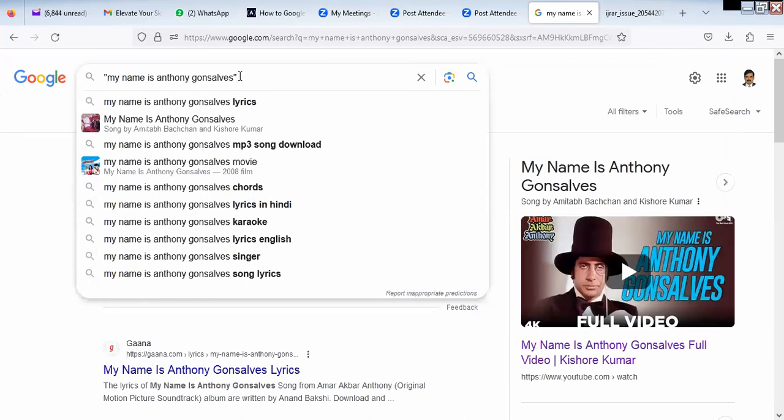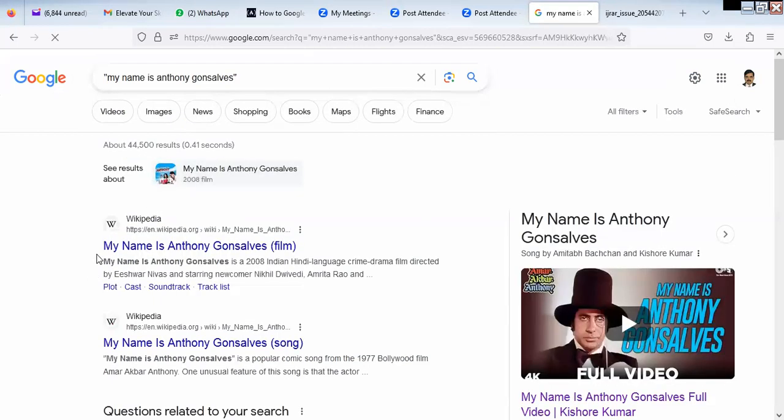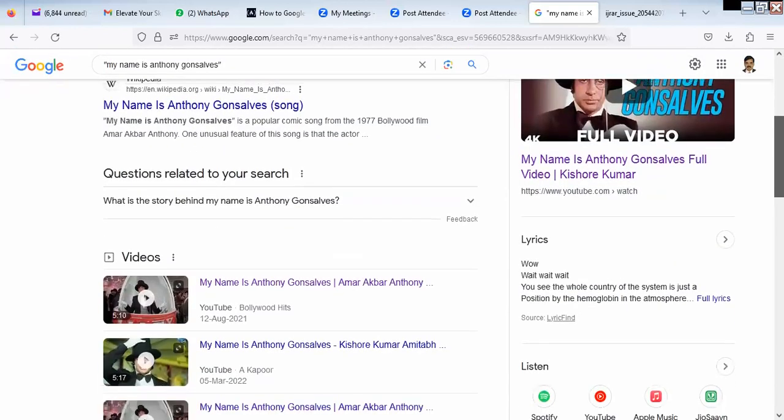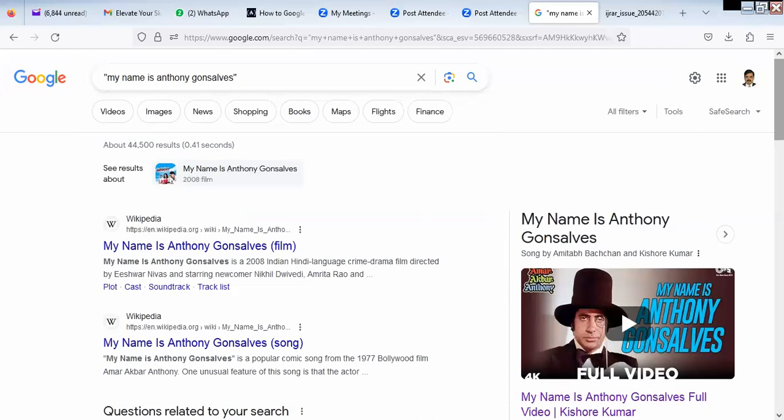Like I am searching here, "My name is Anthony Gonzalez." I'm searching this, so it will search the literature containing all the words in the sequence. So where is it coming? You can see here, all words are there. If I write only Anthony Gonzalez, it will not take.